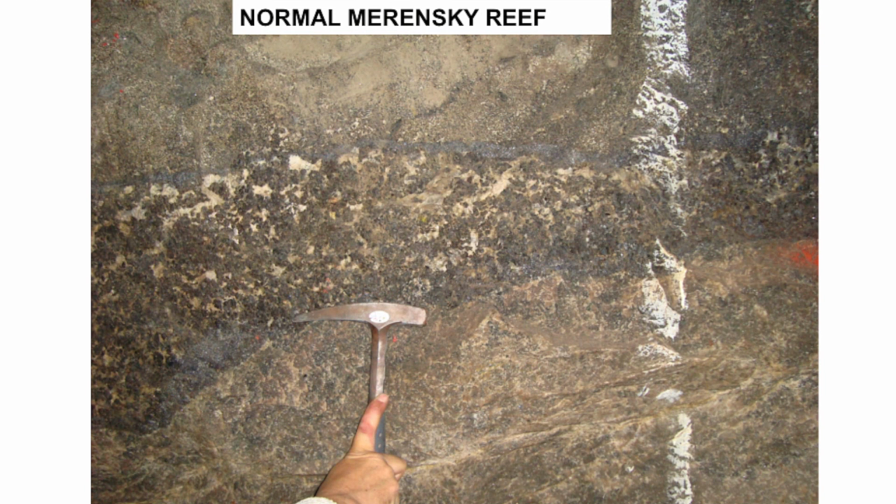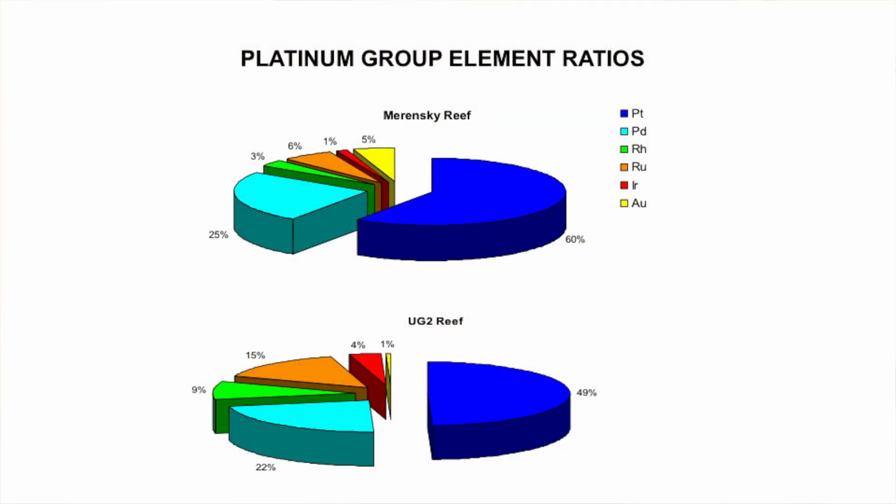Here's another picture. In this one you can see the two chrome seams quite clearly, and then your pegmatoidal feldspathic pyroxenite, which contains most of the base metal sulfides and PGEs. So this is now a split of the various platinum group elements. So what is in the reef? What's the split? This is just general to give you an idea. So when I say Merensky reef is platinum enriched, 60% of the PGEs are there. UG2 reef, it's 49%.